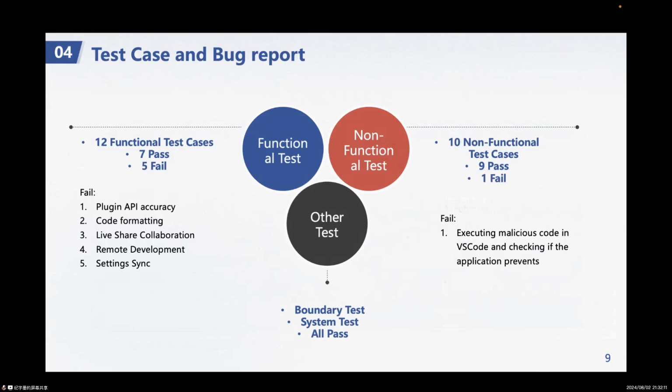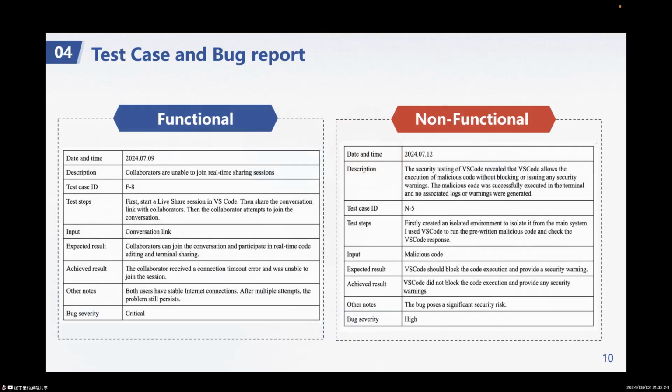The results are 5, 4, and 7 pass in functional tests, 9 pass and 1 fail in non-functional tests, and all pass in other tests. Then we set 2 test cases to show our bug reports. We set 1 functional test case, whose test result is fail.